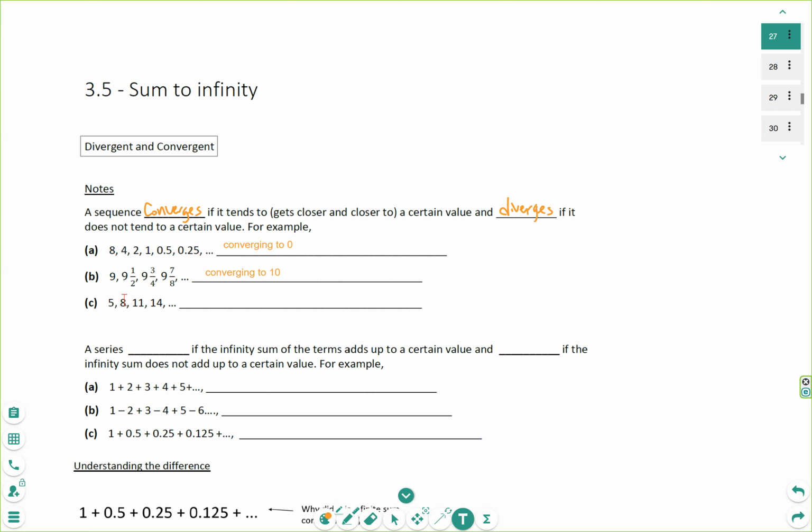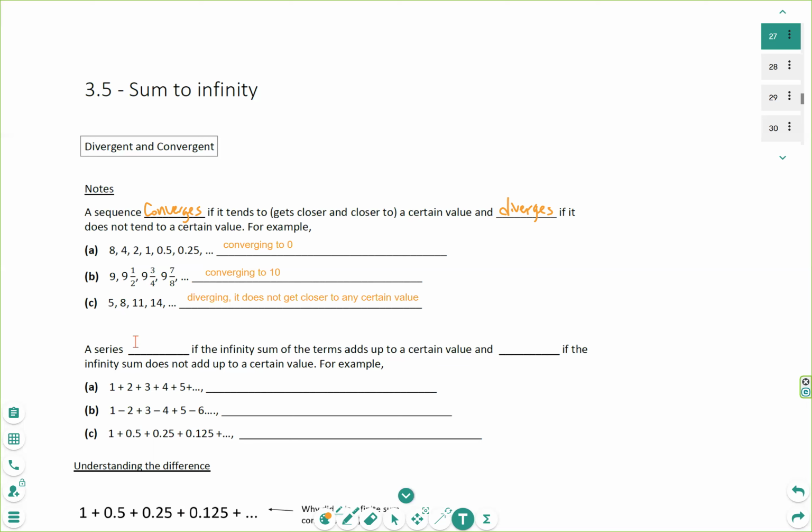Next one, 5, 8, 11, 14. We're adding 3 each time, so you could see this is diverging. It does not get closer to any certain value. So hence this is divergent. So the first two are convergent, and the last one is divergent.